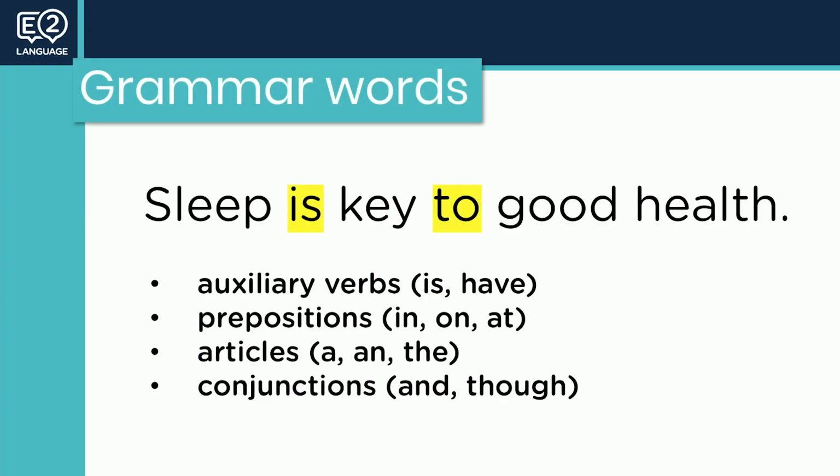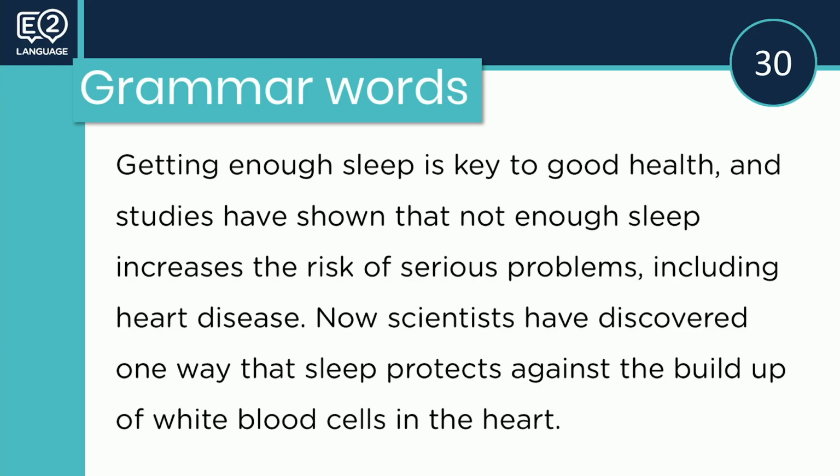So grammatical words consist of or include auxiliary verbs like is and have or do, prepositions like in, on, at, to, for, away, from, etc., articles, a, an, and the, conjunctions that stick phrases or sentences together like and or though. None of these words have meaning or imagery associated with them, so we can call them grammatical words.